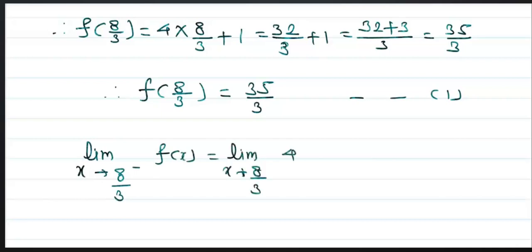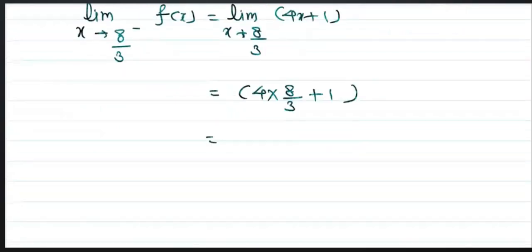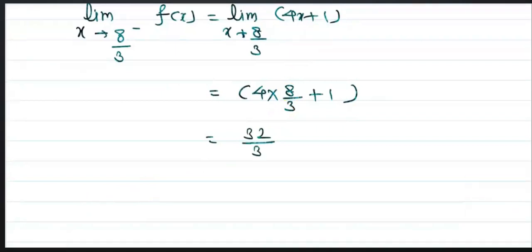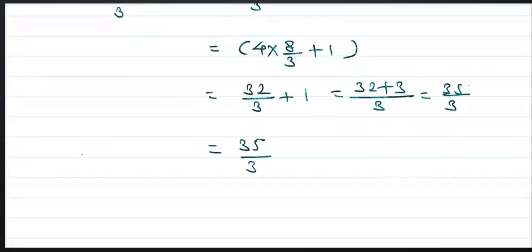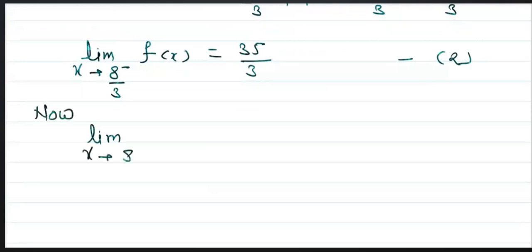Now we'll find out the left hand side limit, that is limit x tends to 8 upon 3 of f of x, which is limit x tends to 8 upon 3 of 4x plus 1. To find the left hand side limit, x is less than 8 upon 3. Now replace x by 8 upon 3 and you will get 35 upon 3. Therefore the left hand side limit is 35 upon 3.